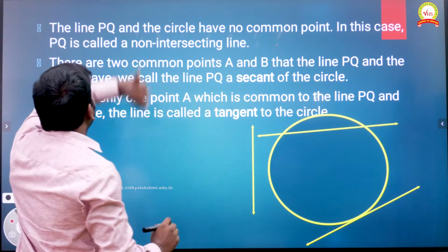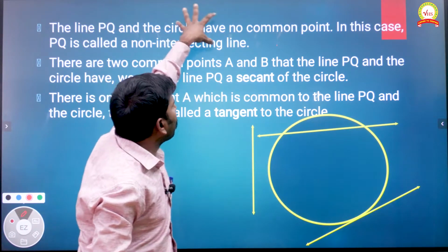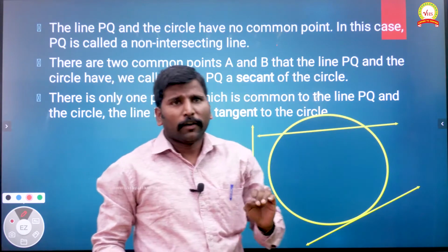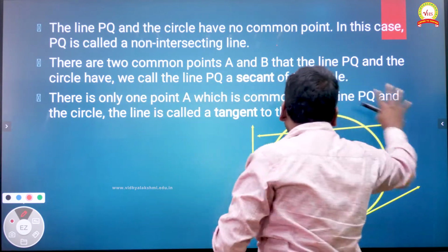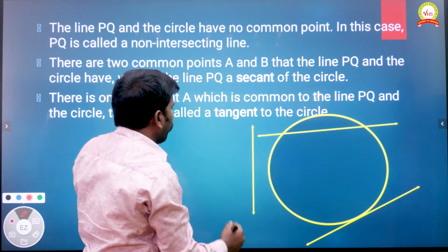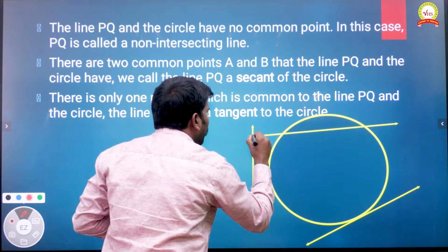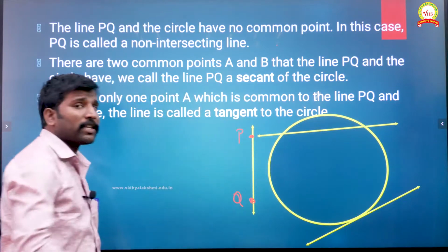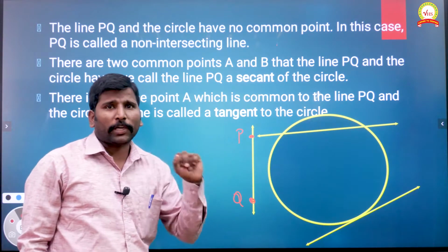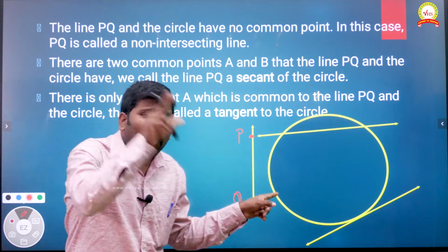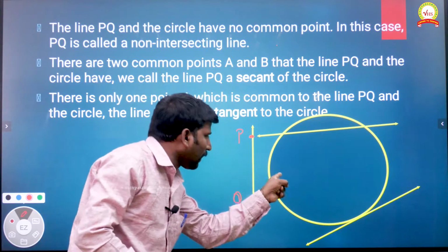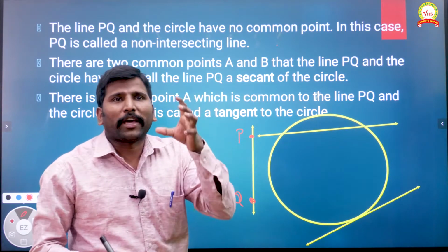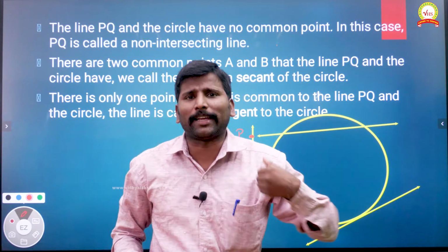Okay, Raja. The line PQ and the circle have no common point. We have a circle, children, listen. We have one circle here, and a line also. Suppose this line I am taking is P and Q. This line's name is PQ. PQ is a line. There is no common point for the circle and this line, that we are calling a non-intersecting line.